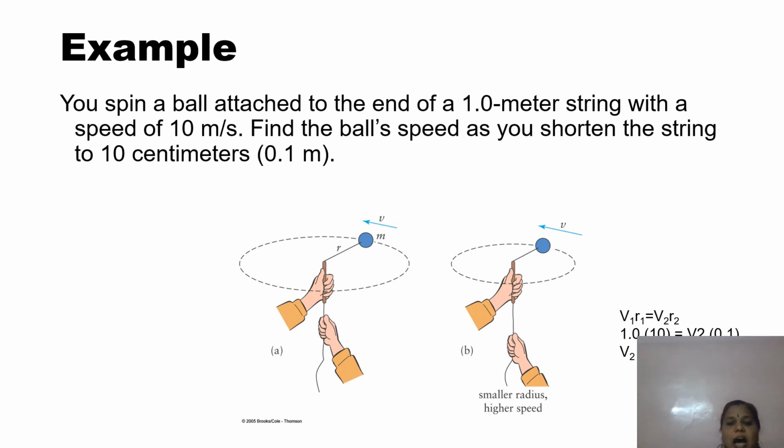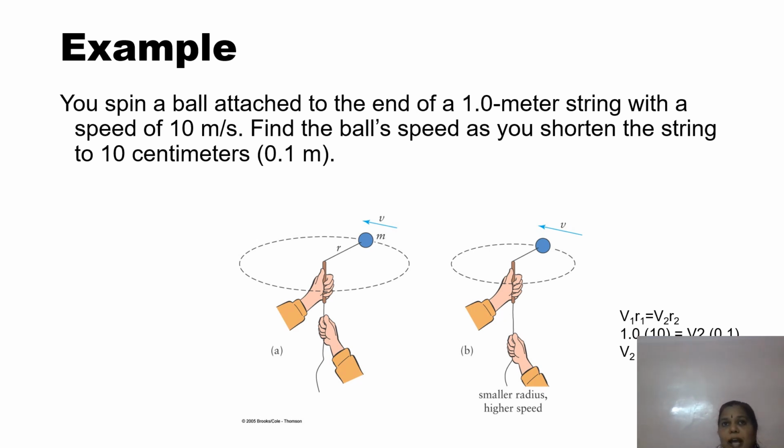So if you reduce this r to 10 centimeters, or we can say around 0.1 meters, then what happens to its velocity? Obviously you can make use of the law of conservation of angular momentum, where the product of the initial velocity and the initial distance should be equal to the product of the final velocity and the final distance, which will yield the final velocity, which is nothing but 1 into 10 divided by 0.1, which is 100 meter per second. So if the radius is reduced, then the velocity will be larger. Hope you got the point.